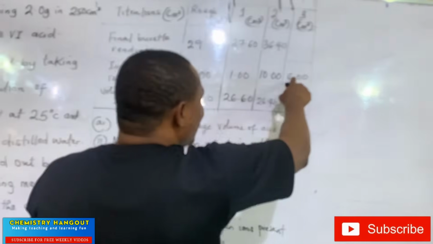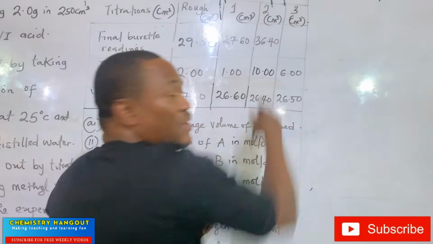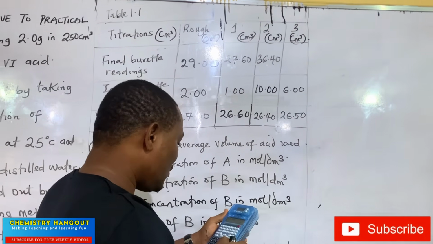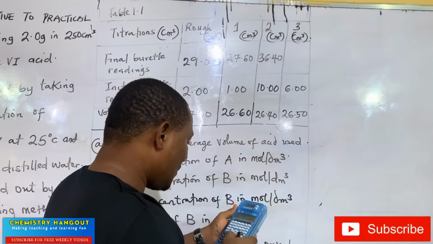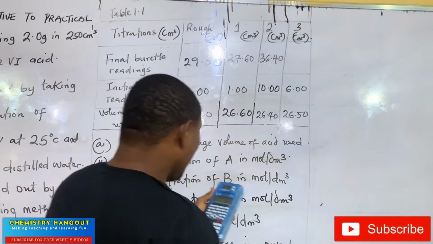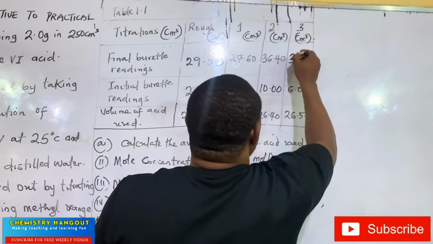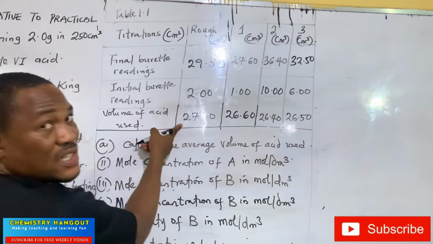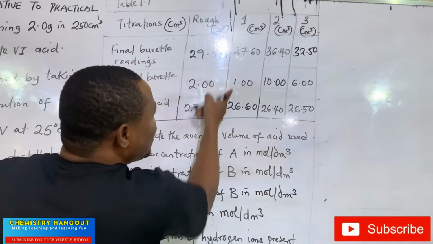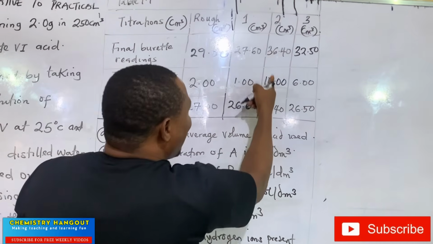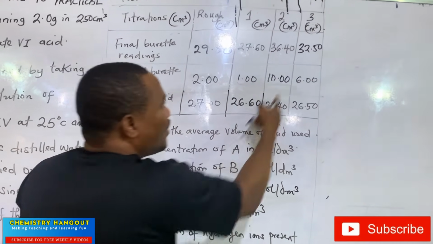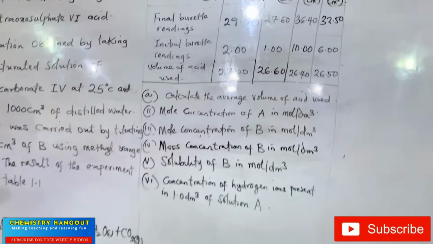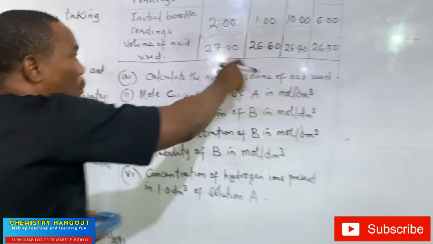Then this plus this will give me this. So 26.50 plus 6 gives me 32.50. Now let's check the trend again. This minus this will give this, correct? This minus this will give this, correct? This minus this will give this. Did you get that now? So that's very correct. I can see we have completed the table.